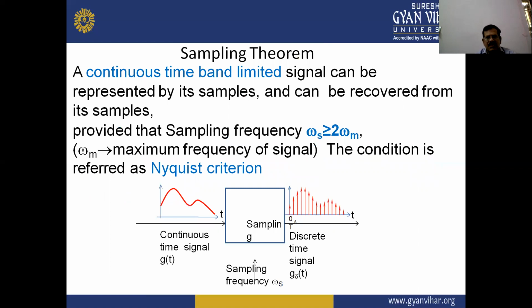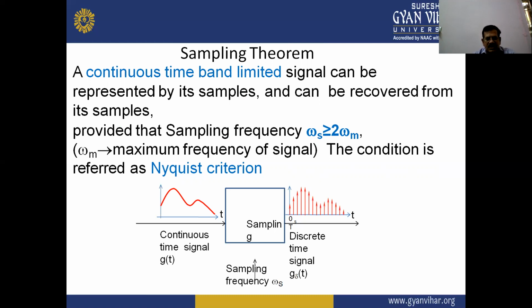So what does the sampling theorem say? A continuous time band limited signal can be represented by its samples and can be recovered from its samples, provided that the sampling frequency omega s is always greater than or equal to 2 omega m. Here omega m is the modulating frequency, the maximum frequency of the signal. This is the condition for the sampling theorem, referred to as the Nyquist criterion.